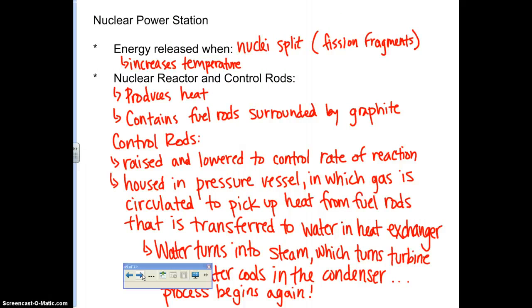In a nuclear power station, energy is released when the nuclei split. This splitting of nuclei, you know it as fission, but it's called fission fragments. Due to this, there is an increase in temperature. So, nuclear reactors produce heat, and they contain fuel rods that are surrounded by graphite.